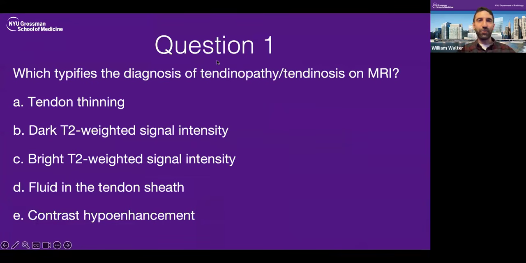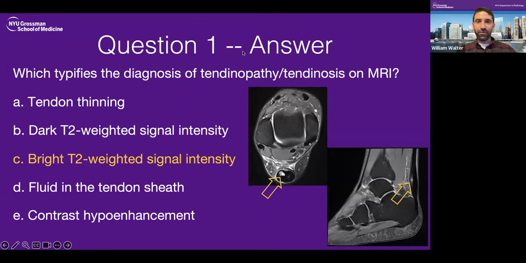And I don't know if we'll be able to get a poll up. All right, we got one. Okay, so we've got majority answering C here, and that is correct. There's bright signal on T2 weighted images within the tendon that usually represents a little bit of mucoid degeneration, edema, or blood within the tendon.